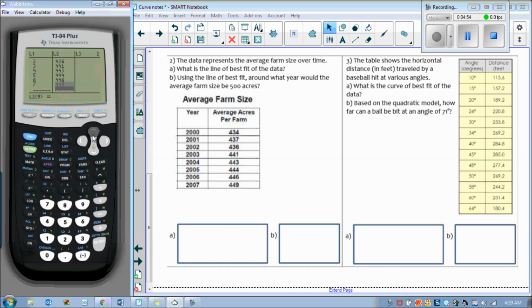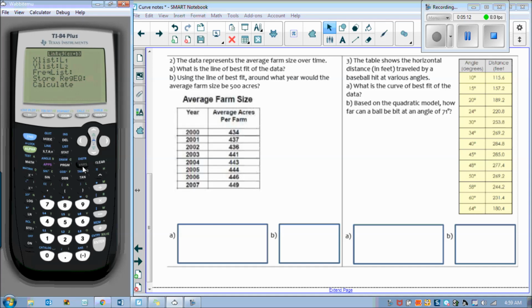Okay, so I got my 7 points in there, and now I want a line of best fit. So I'm going to hit stat, go over to calc, and then go down to linear regression. It's just making a line of best fit in slope-intercept form. So I'm using list 1 and list 2.